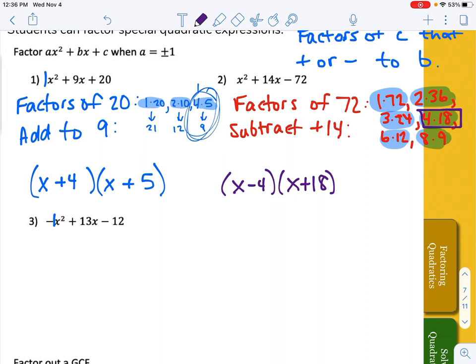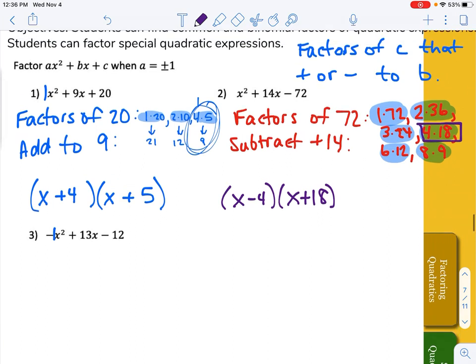This next problem, there's one extra step. We want A, ideally, to be +1. So what we can do is pull a negative out front, which then switches the signs of everything following. So then we have x squared minus 13x plus 12. And then when we have our final answer, just make sure to put this negative back in front.